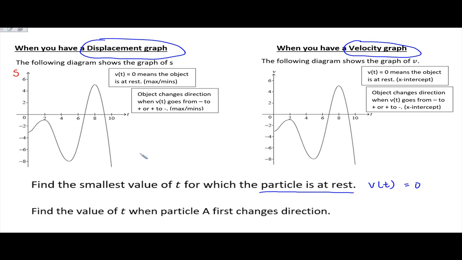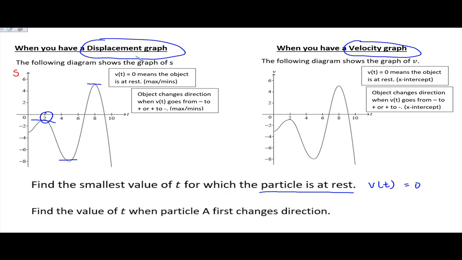So on the graph on the left, this represents displacement. Remember, velocity is the derivative of the displacement. So if you think about the tangent lines, if this is the displacement graph, where will the tangent lines equal 0? Well, they're going to equal 0 here, here, and here. So these are the three spots where velocity is going to equal 0. The question is find the smallest value of t for which the particle is at rest. So basically the first time that the velocity equals 0, which would be at this point right here. So it would be at 2.